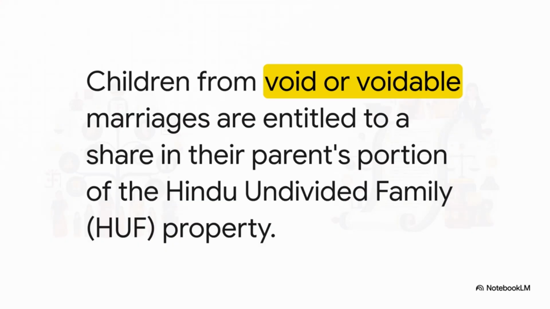And in a very important ruling from 2023, the Supreme Court addressed the rights of children born from void or voidable marriages. In a move towards greater social justice, the court held that these children are indeed entitled to a share of their parents' ancestral property. It ensures they aren't unfairly penalized for the legal status of their parents' marriage.